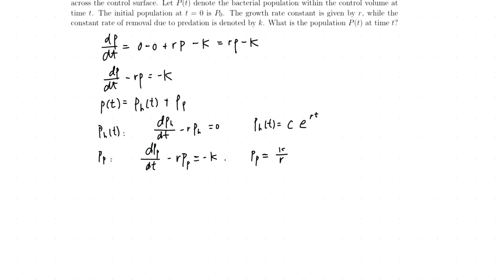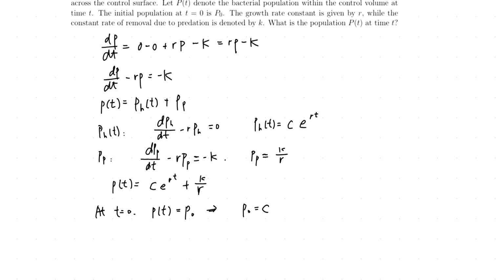So now our final solution is the sum of these two. Now we are ready to determine what C is. We are going to use initial conditions, which means at t equal to 0, P equals P naught. So P naught equals C.